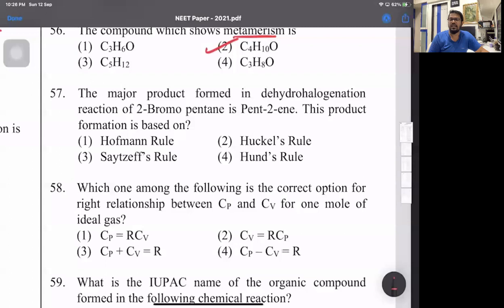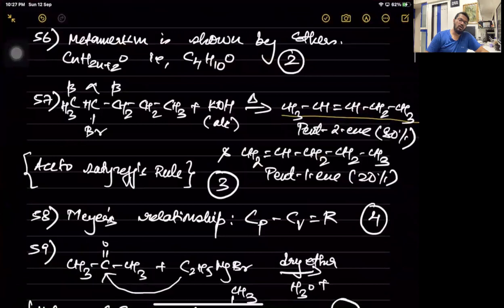Then 57, the major product obtained in dehydrohalogenation of 2-bromopentane is pentene. Dehydrohalogenation is done with alcoholic KOH. So that's according to Saytzeff's rule, which we short form as Sattu's rule, where we say the halogen is removed from the alpha carbon, and the hydrogen atom is removed from the beta carbon which has the least number of H atoms, so that you get an alkene which is highly substituted. So the answer is Saytzeff's rule. So 57th one, look at that. With alcoholic KOH, you get a mixture of pent-1-ene and pent-2-ene according to Saytzeff's rule. So 57 is 3.